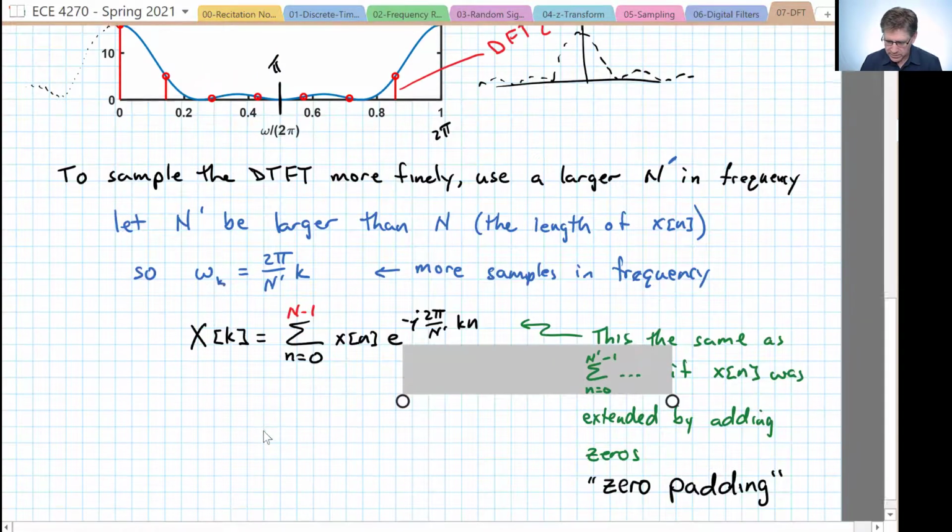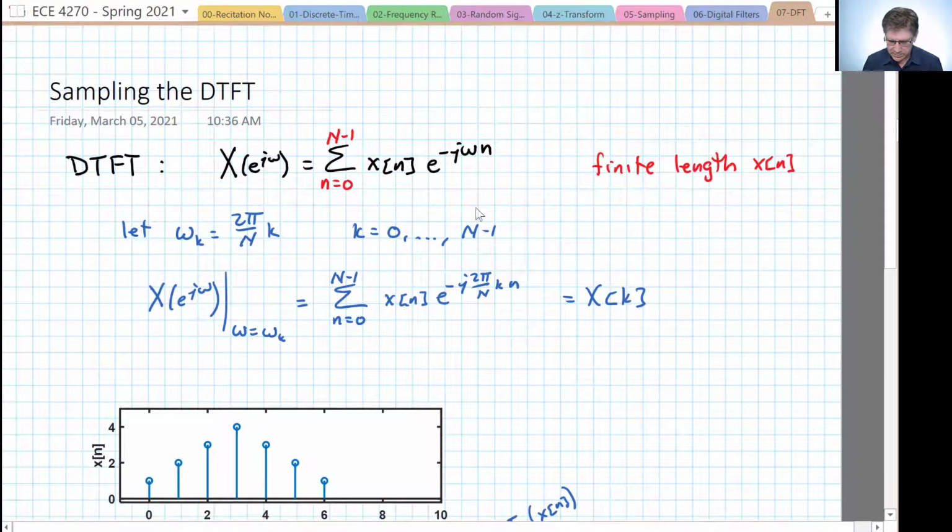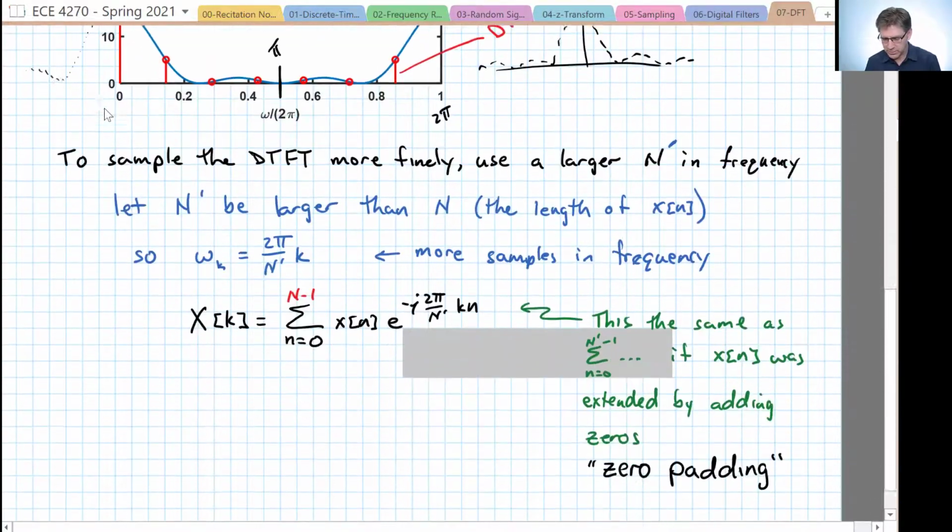Well, let's go back up and look at what we initially were doing when we sampled our DTFT. We initially had the sum over all n, but we said that since x of n was equal to 0 everywhere outside of this range from 0 to n minus 1, we could just sum from 0 to n minus 1. Well, there's no harm in summing from 0 to something larger than n minus 1. We're effectively adding in more zeros. So it hasn't changed the sum any, but it has changed our ability to analyze what's going on.